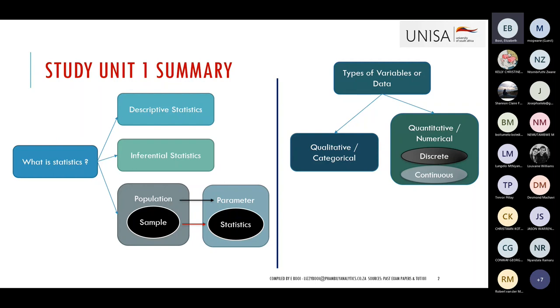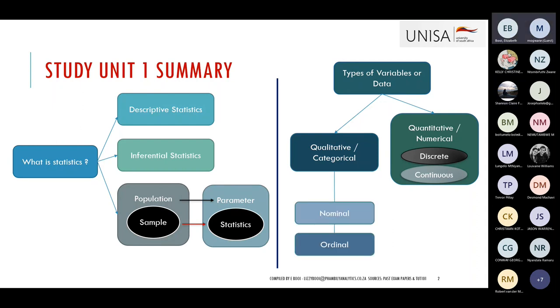Now, once you understand the type of variable, there are also the levels of measurement within the variable, because they also help you in terms of how you're going to analyze the data. So what are the four levels of measurement, or what we call scales of measurement? Let's start with the two that relate to qualitative or categorical data. There are two, which are nominal and ordinal. Nominal data is what kind of data?